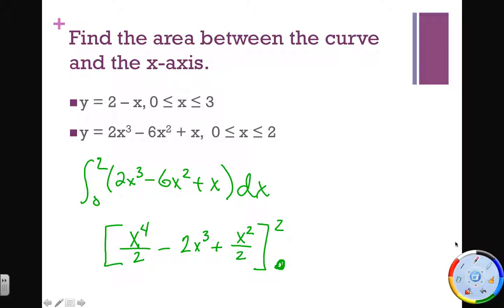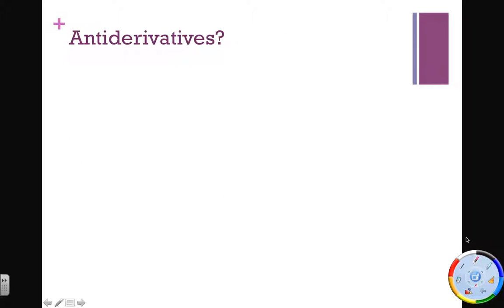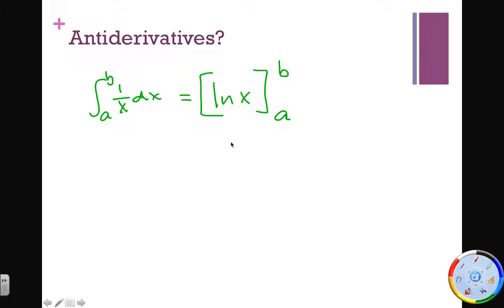All right, so you might have noticed on the quiz that you just took some antiderivatives that are very handy. Let's do 1 over x dx, going from a to b, just to be safe here. The antiderivative of 1 over x is the natural log of x. So it's one of those good derivatives that you need to know. The derivative of natural log is 1 over x.